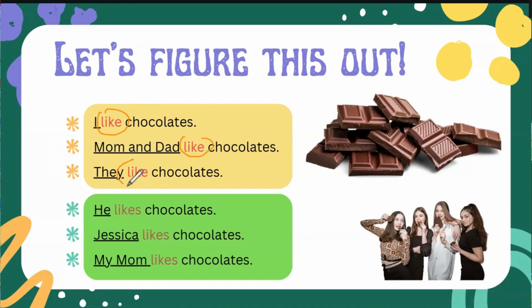So if you're going to observe it, in the first set of sentences, the word like does not have an S at the end. And on the other hand, the word like does have an S at the end in the second set of sentences, and it becomes likes. So, do you know why there's a difference? Okay, so this is the thing that we are going to figure out.